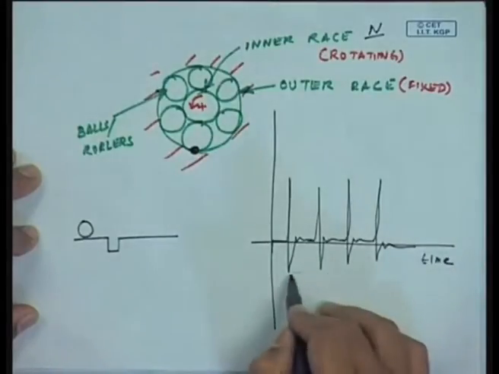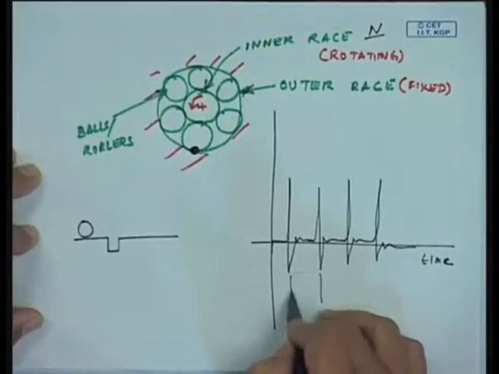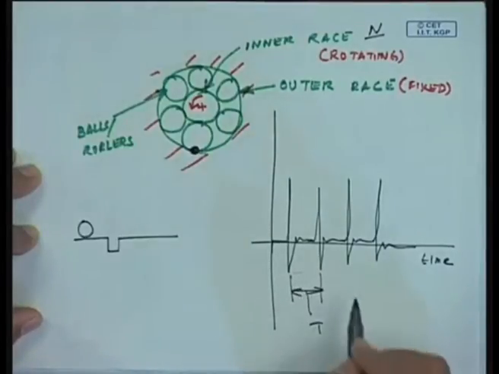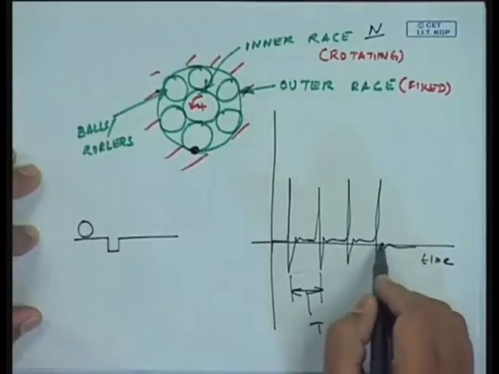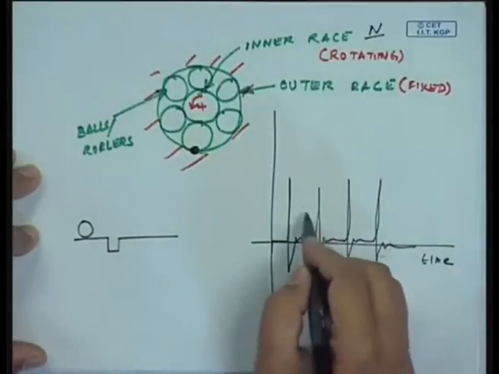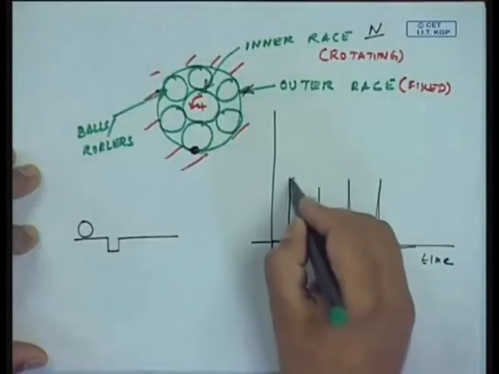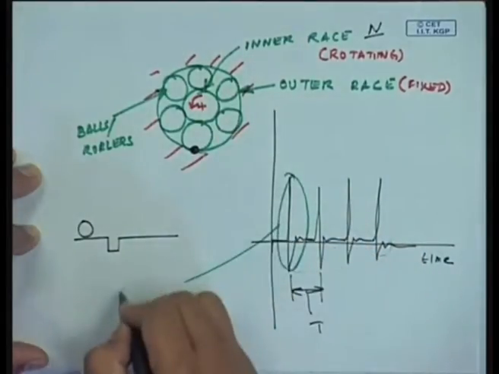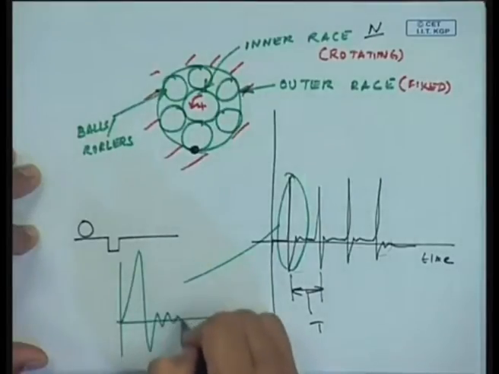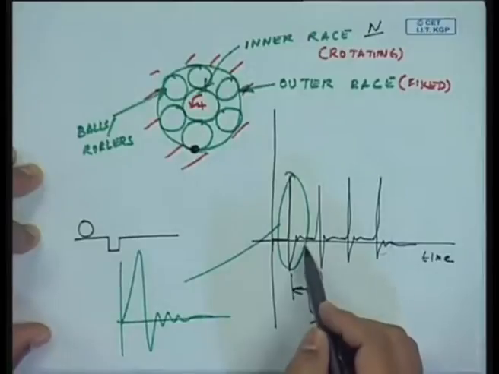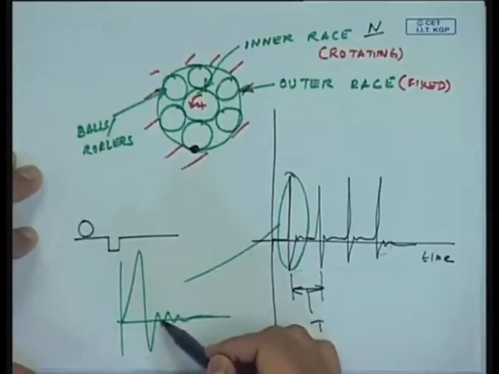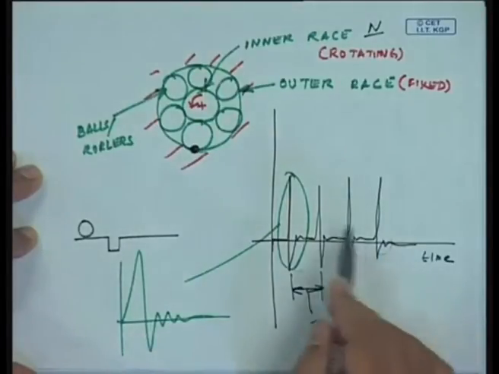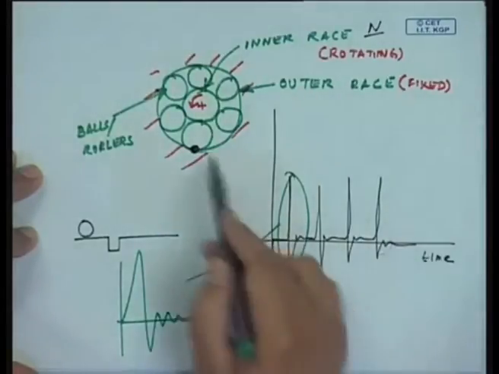Now, the frequency of the impact is actually the inverse of this time period, and that relates to the speed at which the balls are going over the defect. But the phenomenon is actually inside this impact. If you magnify one such impact, maybe you will get a ringing signal like this. The frequency which is characteristic of this defect is actually inside this. This is one way of getting a signal out of this bearing because of a defect in the outer race.